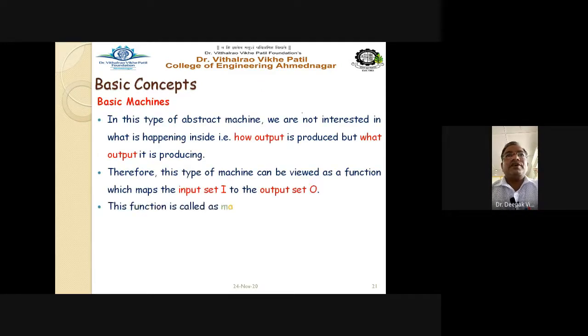So it is a type of abstract machine. We are not interested in what is happening inside, or how the output is produced, but in what output is being produced. What exactly is the output?